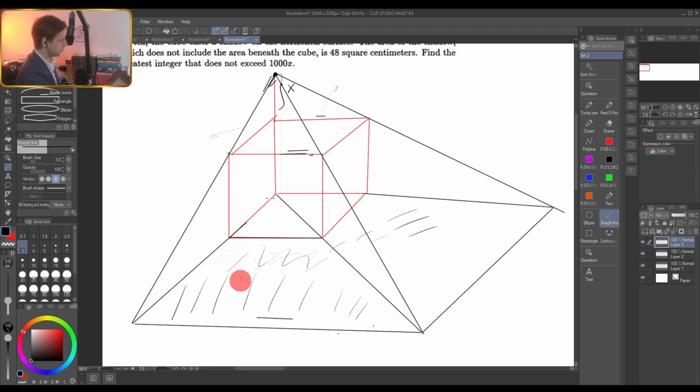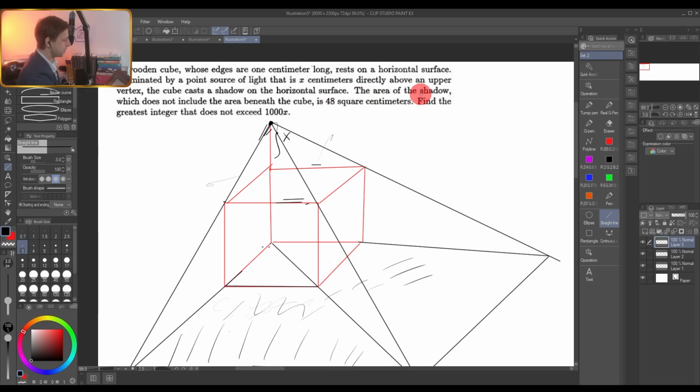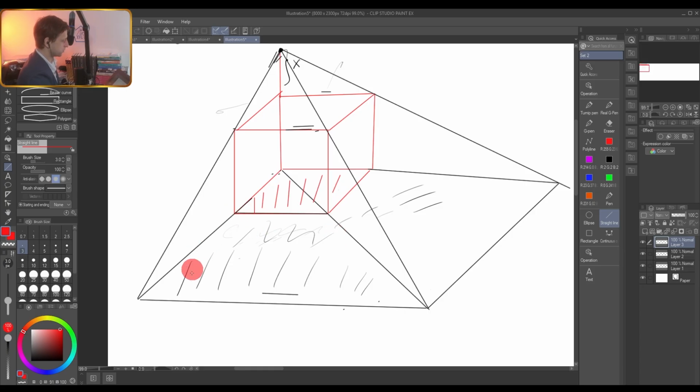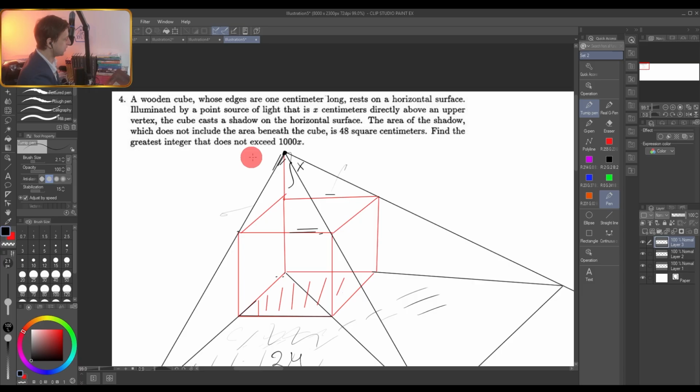It's exactly two trapeziums. And the area of the shadow, which doesn't include the area beneath the cube, so this area on the bottom is not included for us, is 48 square centimeters. So the total area like this is 48 square centimeters. It means that the area of each trapezium is 24 square centimeters. And find the greatest integer that doesn't exceed 1000x. In other words, you need to find x, and after that we will figure out what to do next.